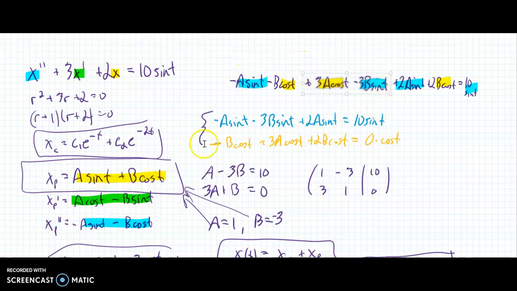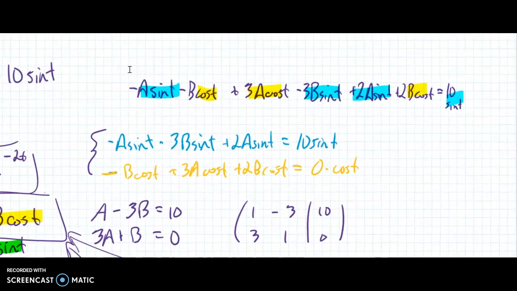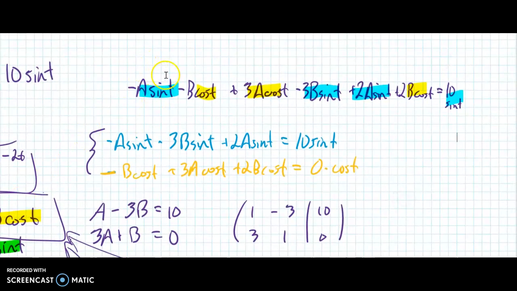That's this right here. So I get 3a cosine t minus 3b sine t. This right here is this multiplied by 3. And the last term is 2a sine t plus 2b cosine t. That's this plugged into this, so it's doubled, multiplied by 2. And then it's equal to 10 times sine t. So what I want you to see is that I then recolor-coded things. So let's come over here like this. So I need to figure out what a's and b's give me this out.